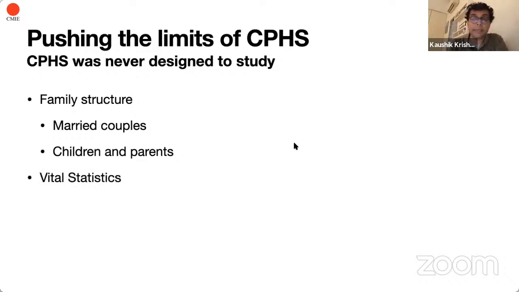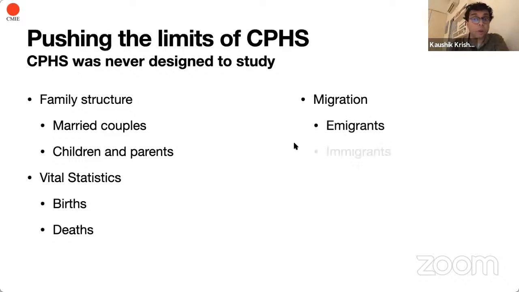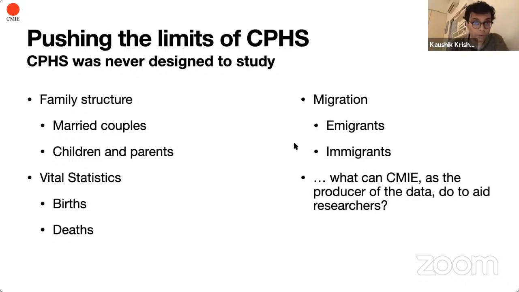You might be interested in studying vital statistics. You might be interested in computing birth rate or death rate. You might be interested in migration. You might want to study emigration or immigration. You might be interested in something else that we've not even thought of. The question we're asking ourselves is, what can CMI, as the producer of the data, do to aid researchers when they're pushing what the CPHS survey can do in trying to study some of these areas? And in each of these areas, there are different things that can be done, can't be done, and there are different ways in which we as CMI can try to help you in pushing and processing the data.